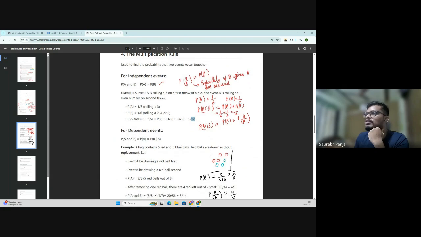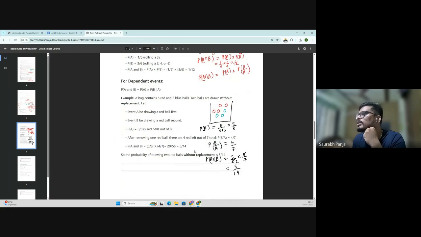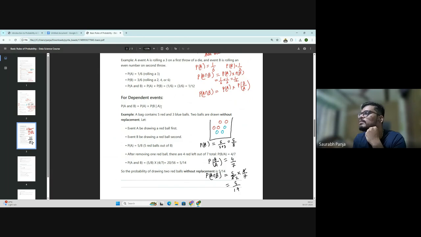Now for dependent events, A and B, this is the formula. P of A and B equals P of A into P of B given A. For dependent events, this is the formula, the probability of B divided by the probability of A.